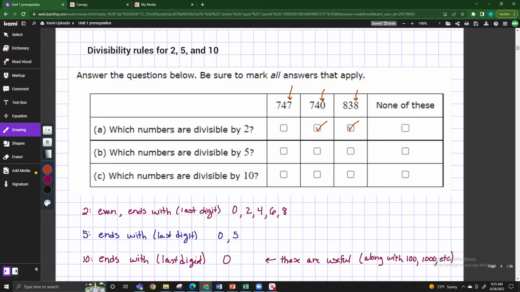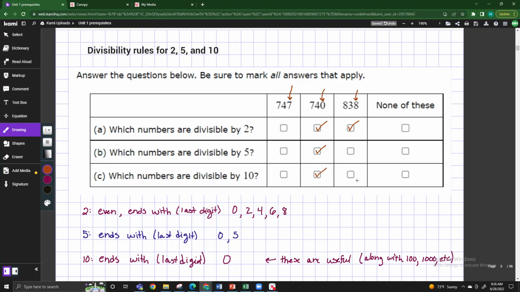All right, which numbers are divisible by 5? So they have to end in a 0 or a 5. Not a 0 or a 5. This is a 0. Not a 0 or 5, so that's the only one that I can do in that row. And which numbers are divisible by 10? That has to end in a 0, so that is a 7, not a 0. This is a 0, and then this is not a 0.